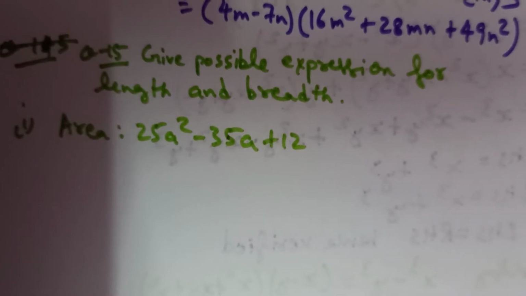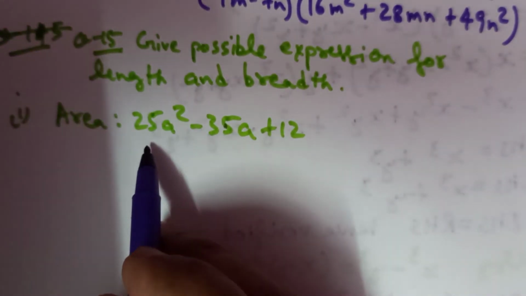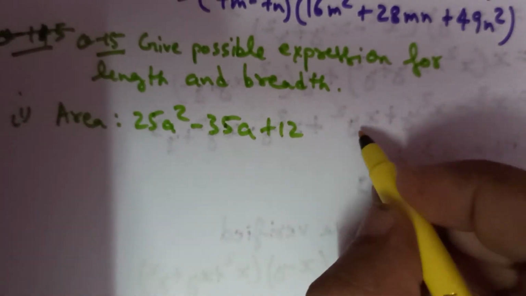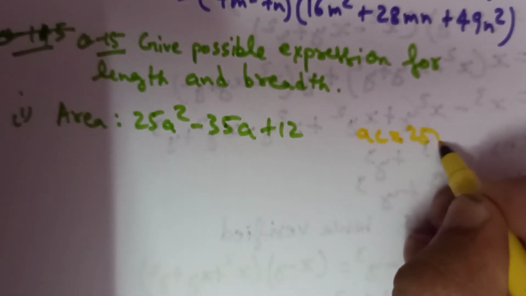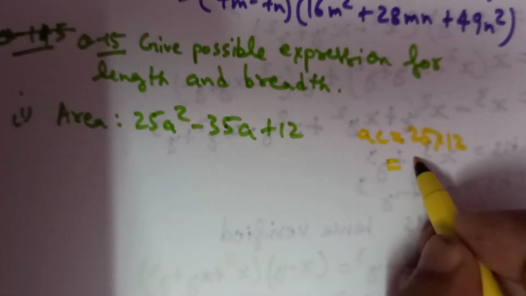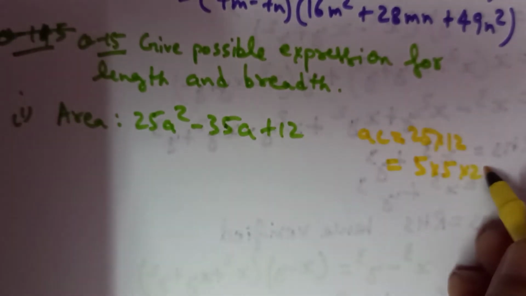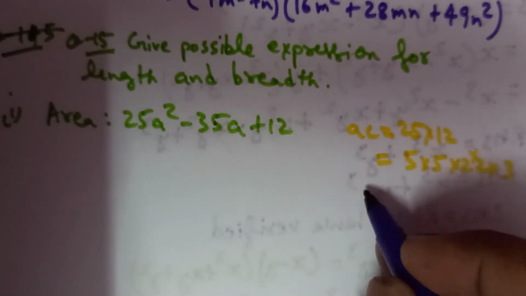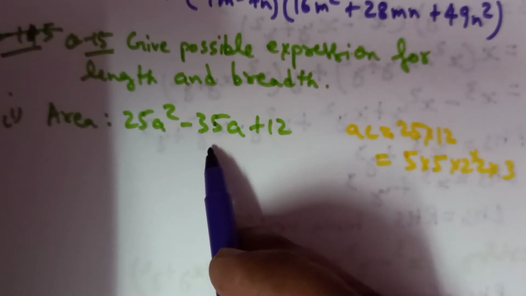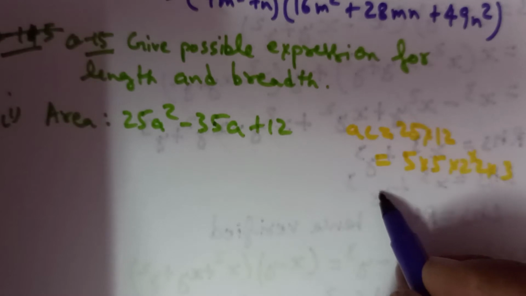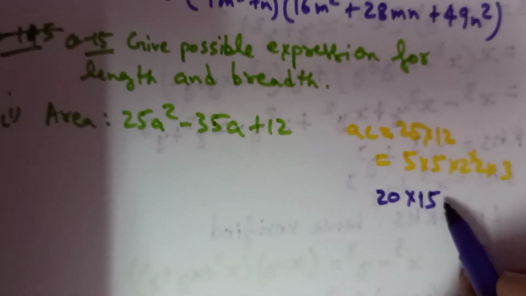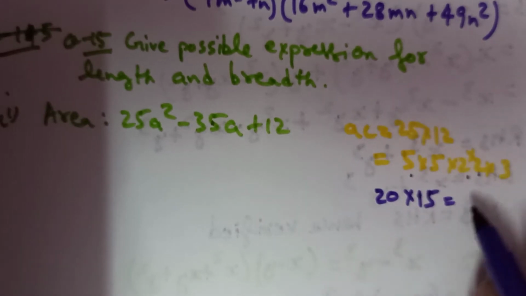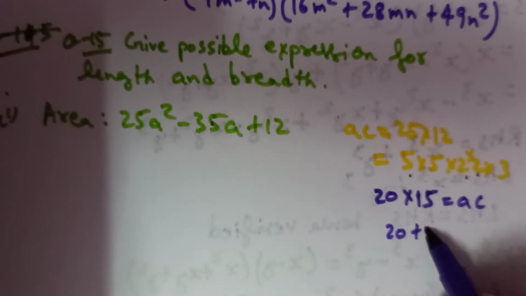So basically we have to factorize this quadratic polynomial. Like we have already done factorization of quadratic polynomials, in the similar way we will be doing here. We will see the value of ac, that is 25 into 12, and if we factorize it further, 25 is 5 into 5 and 12 is 2 into 3. So these will be the factors, and we have to find two such factors whose sum is equal to b, that is minus 35, and the product will be this. So if we take 20 and 15, 20 into 15 will be the same as ac, because 5 2s are 20 and 5 3s are 15, and 20 plus 15 will be equal to 35.